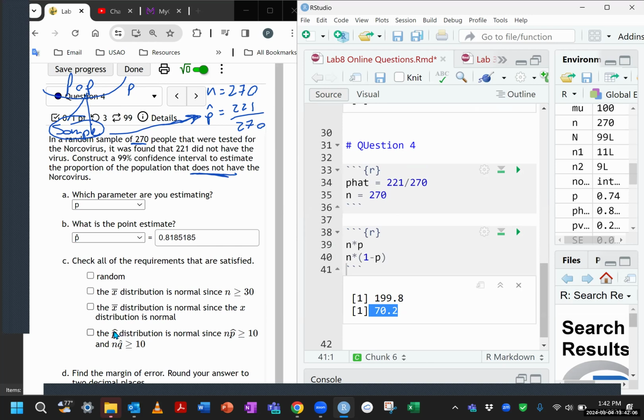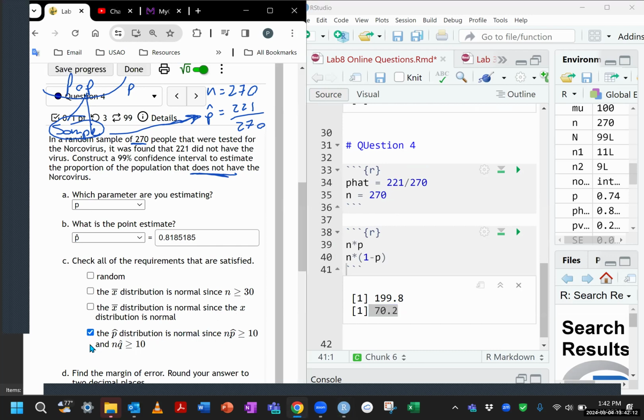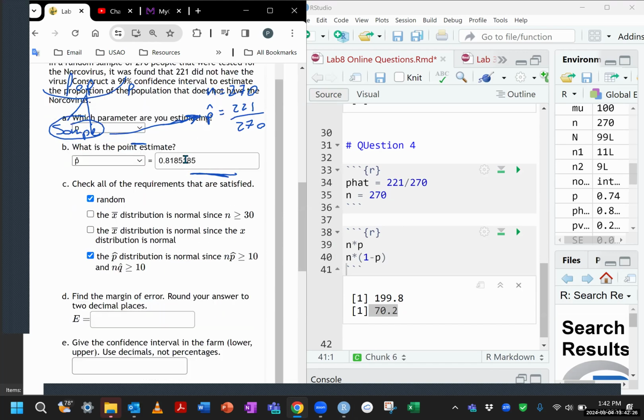So we want to know that the distribution is nearly normal since these are greater than 10. p is successes, q is the failures. And we also need to know that we're sampling randomly to ensure independence between our individual people we're sampling. So those are the conditions for this test proportion. And now let's find our margin of error.